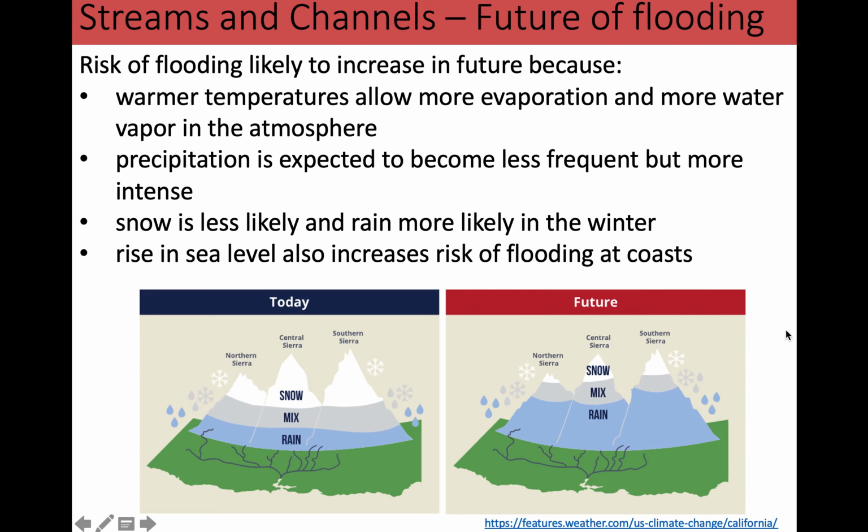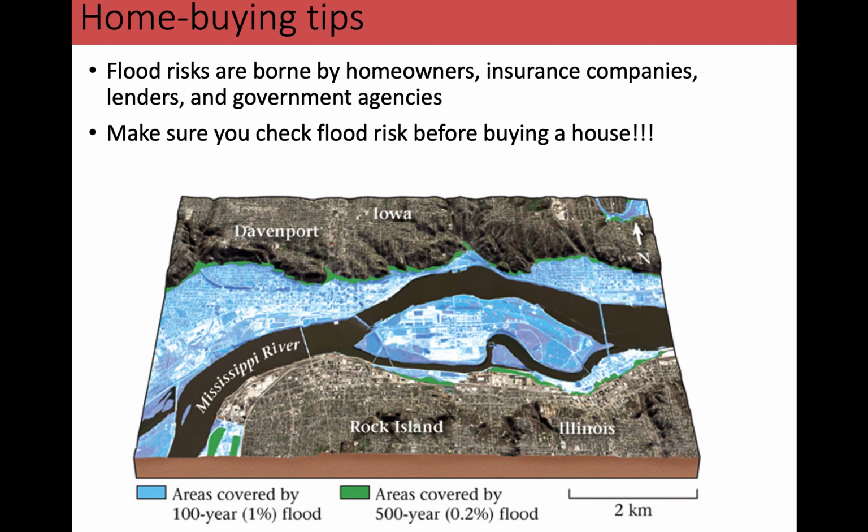And then we know that sea level is rising, so continued sea level rise means there's more water closer to everything that's built along the coasts. More water just increases the risk of flooding along the coasts. So in the future, we are absolutely expecting floods to be getting worse and more extreme and more deadly and more costly. So if you are looking for a home right now, I would say please definitely check the flood risk before buying your house.